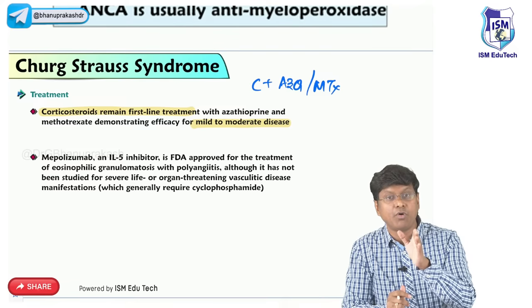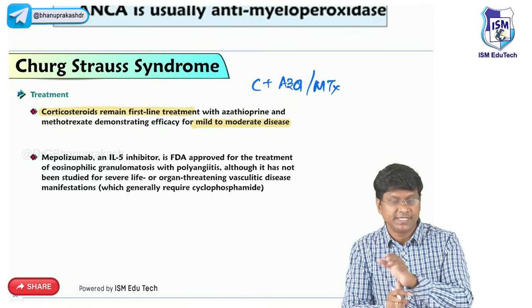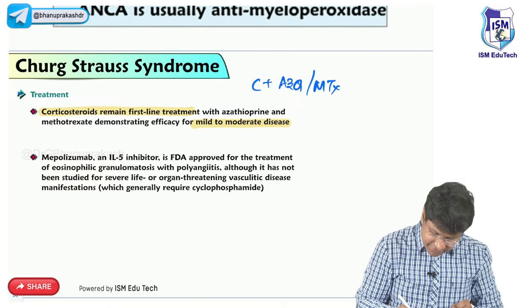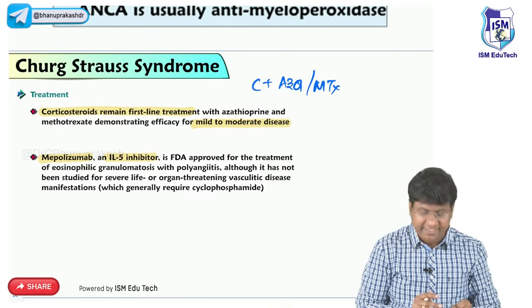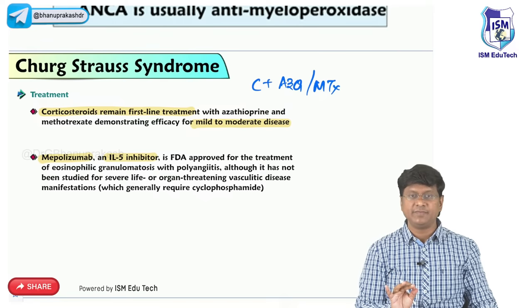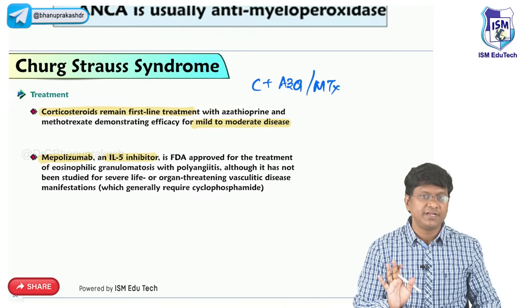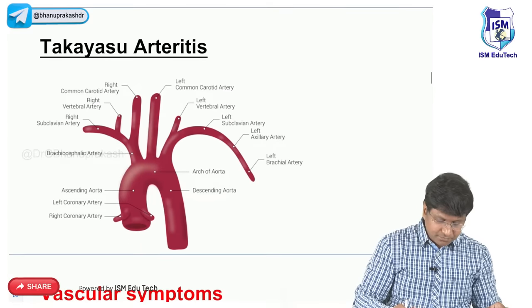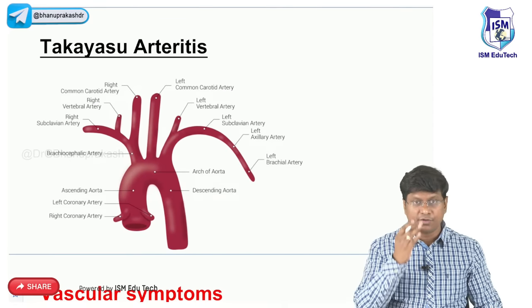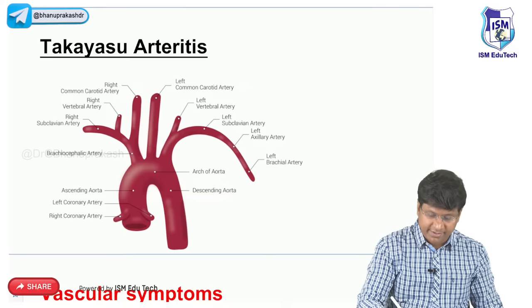Whereas if you take the moderate to severe form of disease, right? In moderate to severe disease, you have mepolizumab, which is an interleukin-5 inhibitor. Okay. So this will be the treatment for your Churg-Strauss syndrome. So we are done with the Churg-Strauss. Now, another important form of vasculitis is Takayasu arteritis. So what exactly is your Takayasu arteritis?